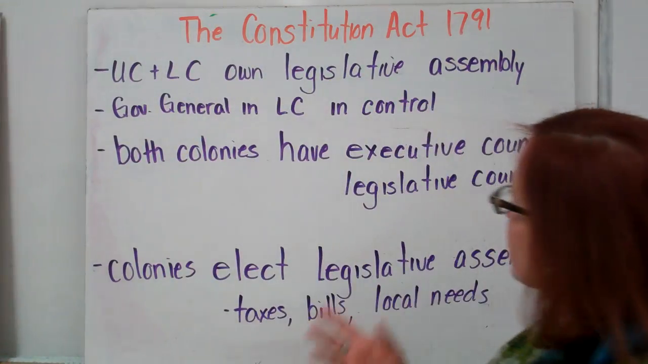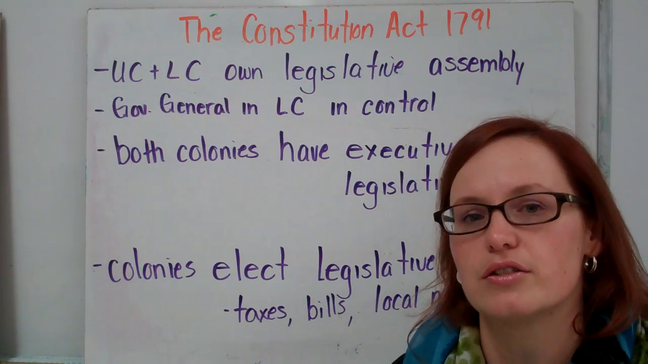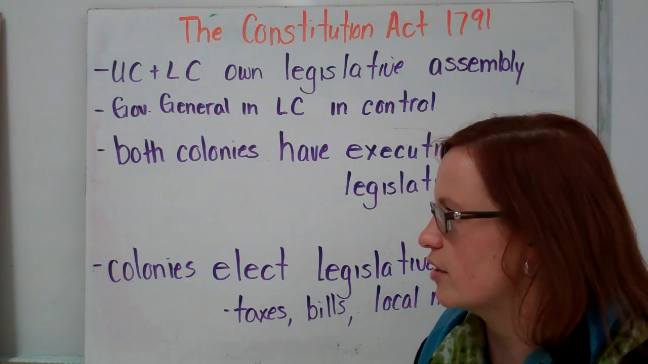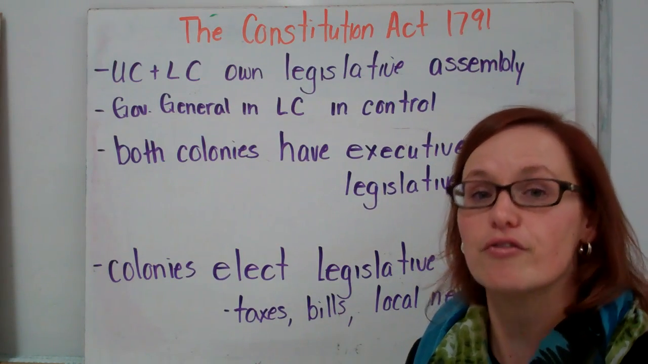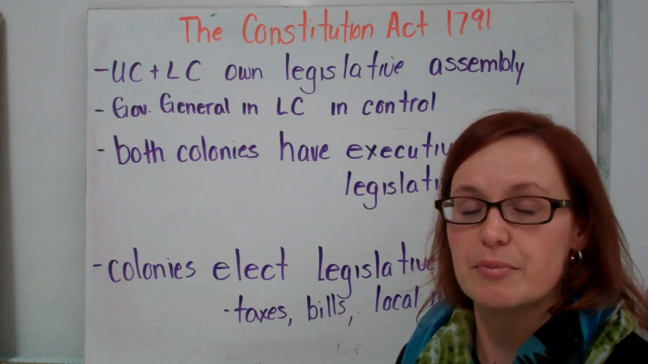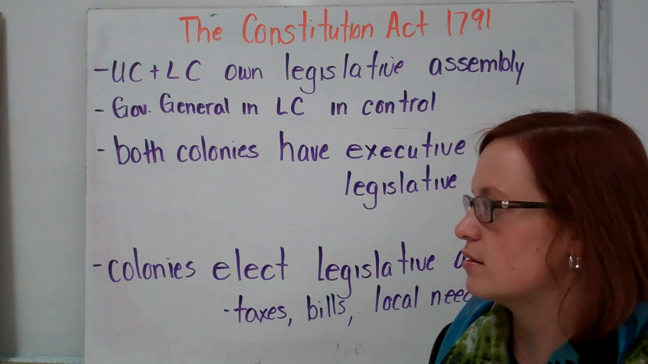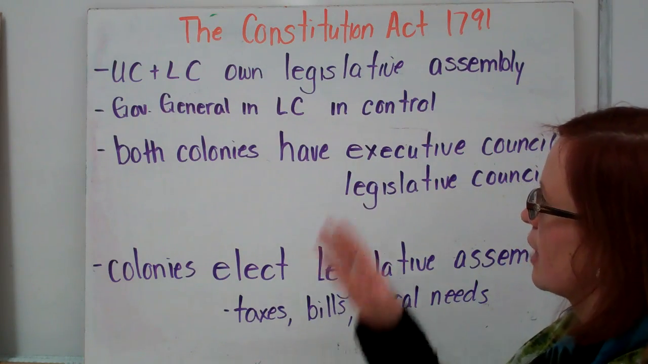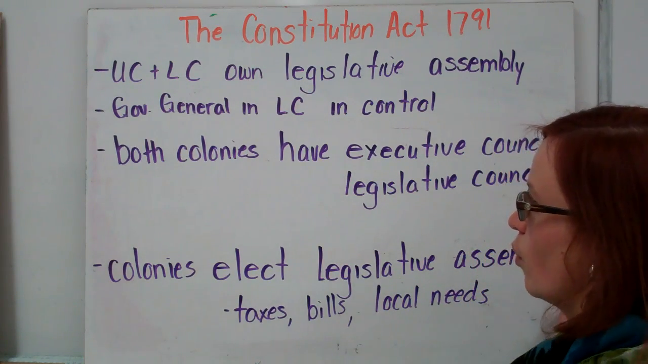So the Constitution Act of 1791 was in response to the British Loyalists wanting a government. They were used to the organization of the government in 13 colonies and having a voice, and they didn't like how the people in Canada didn't participate in their government. And so to satisfy both sides, the British government establishes the Constitution Act of 1791.